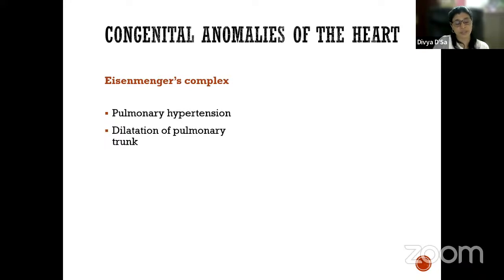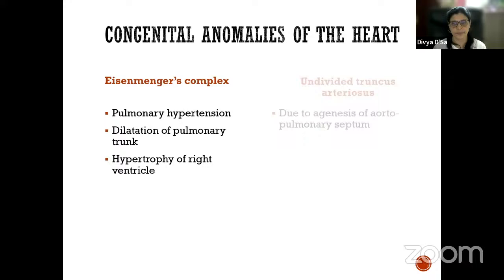It is common, especially in obstetrics. If this is Eisenmenger's complex, there is a high risk of mortality to the mother. Okay, it is pulmonary hypertension. There is dilatation of the pulmonary trunk. Hypertrophy of the right ventricle will be there. And undivided truncus arteriosus, because of the agenesis, means the aorticopulmonary segment is not formed.